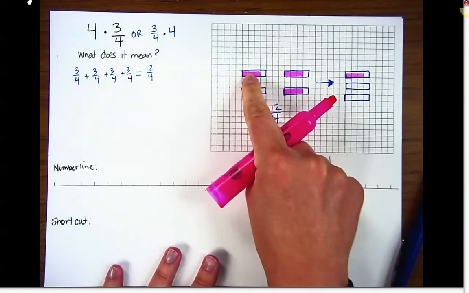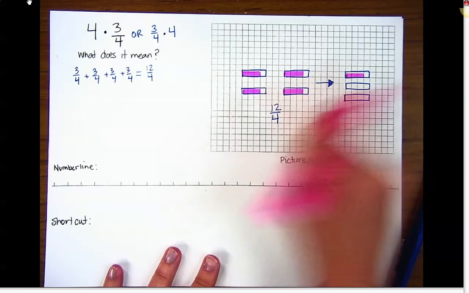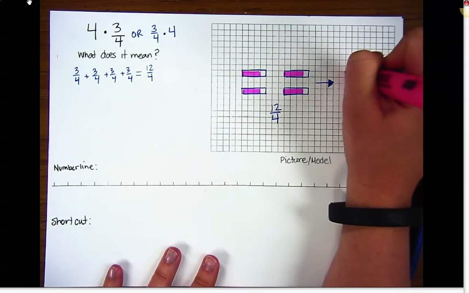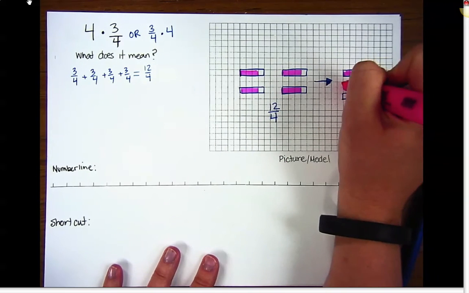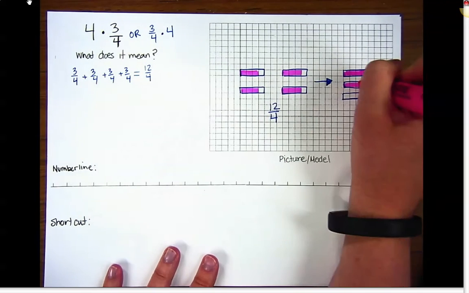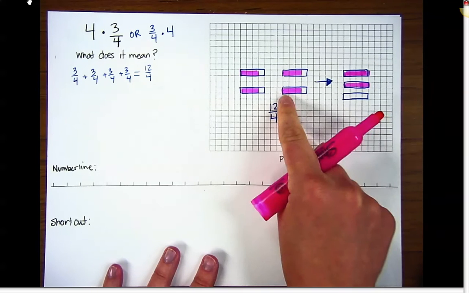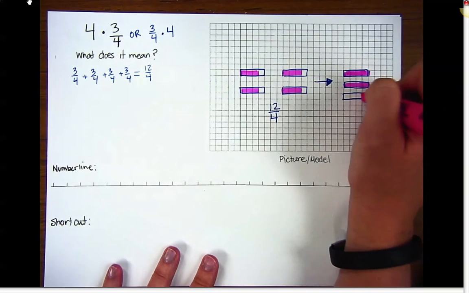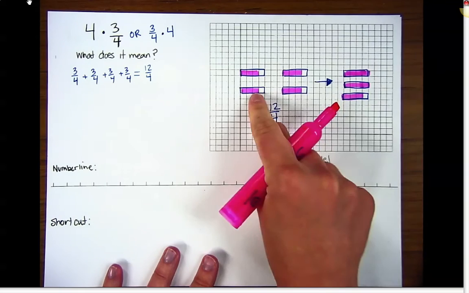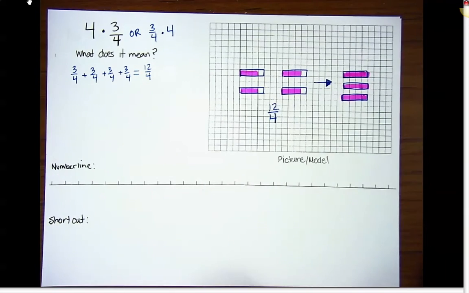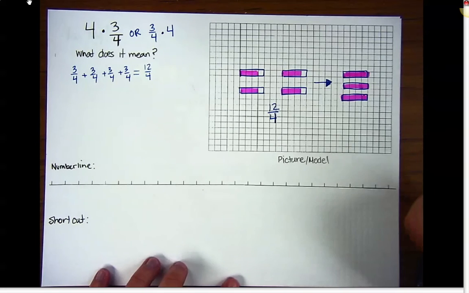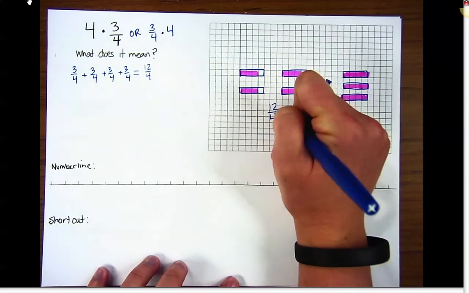Here's my first 3, and then I'm going to take this end one and fill it in to make a whole. I'm going to fill in these 3. This middle one, I'm going to put over here to make a whole. My last 3, and this last one, I'm going to fill in over here to make a whole. I see that this is equal to 3 whole.